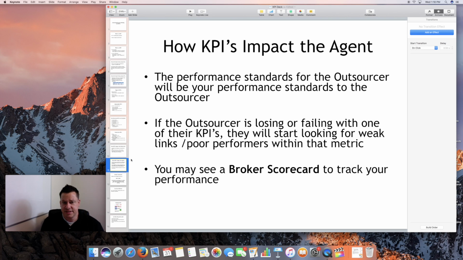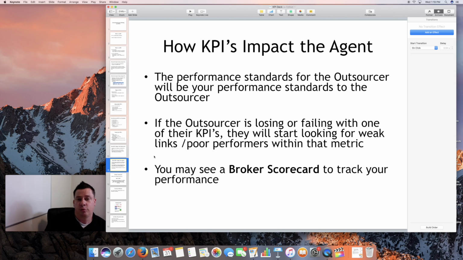I already talked about this. KPIs are going to impact you because really the standard for the outsourcer becomes the standard for you. And if an outsourcer is failing in one area, like if their days on market is taking a hit, they're going to pull up their whole portfolio and they're going to see who the worst offenders are with days on market, like who has the assets with the highest days on market, and then also who has the highest days on market as an average, okay? So that's why it's important for you to understand this, because if they're failing, they're going to look at the areas where they're failing, and you don't want to be an agent that's in that area, okay?